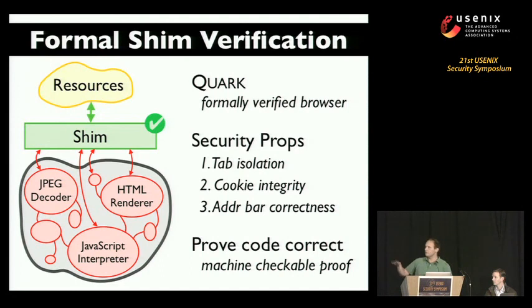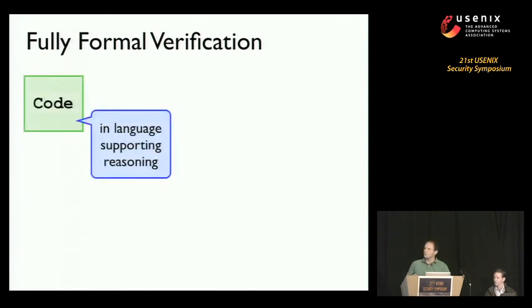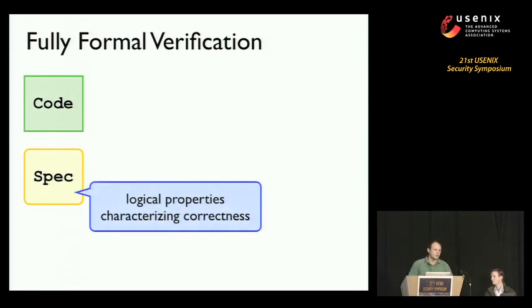Okay, so this is what the rest of the talk is going to be about. First, we're going to zoom back out, look at fully formal verification, see how that workflow takes place. We'll talk more about formal Shim verification, and then we'll see how we apply it to QUARK. So in fully formal verification, the first thing we do is rewrite our system in a language that eases the reasoning burden. And typically, this is a language that looks like ML or Haskell. The next thing we need to do is formally specify what it means for that code to be correct. So this involves stating logical properties that characterize correct behavior of the system.